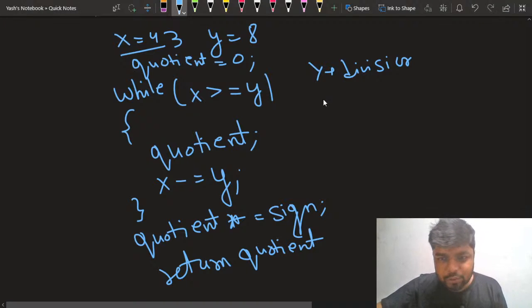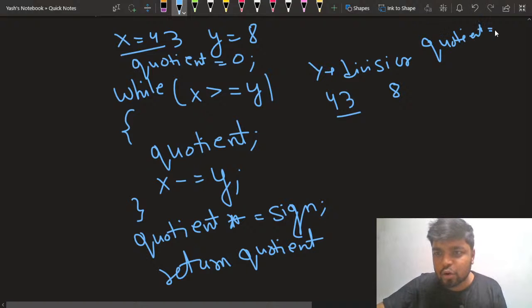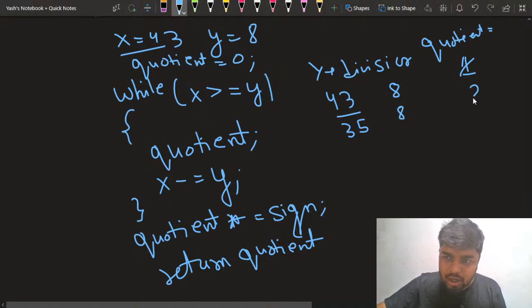First of all, you have 43 and 8. So what you do, you put your quotient, your quotient will be now 1. Now your quotient is 1 and you subtract 8 from this number, so you'll get 35 in place of this, right? Again you have 8, so now you take the second chance because it is greater than or equal to. So you take this 35 and you make it 27, right? And you have an 8. You have the third chance.